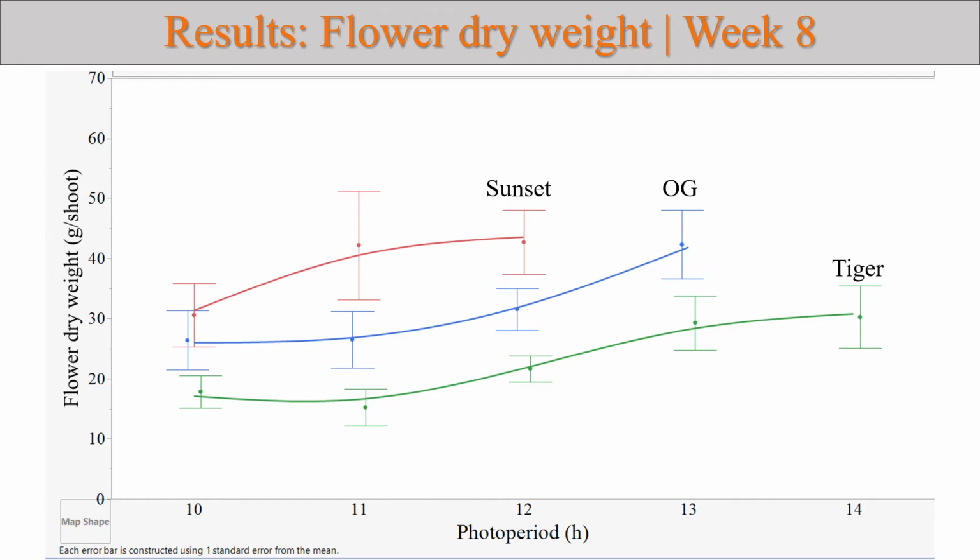Now, finally, looking at this figure for tiger, what we see are pretty much the same response for flower dry weight at the 10 and 11-hour photoperiod. At the 12-hour photoperiod, we definitely see an increase. And then at 13 and 14, these are pretty similar to each other. And so we have 10 and 11 pretty similar, 12 in the middle, and 13 and 14 pretty similar to each other.